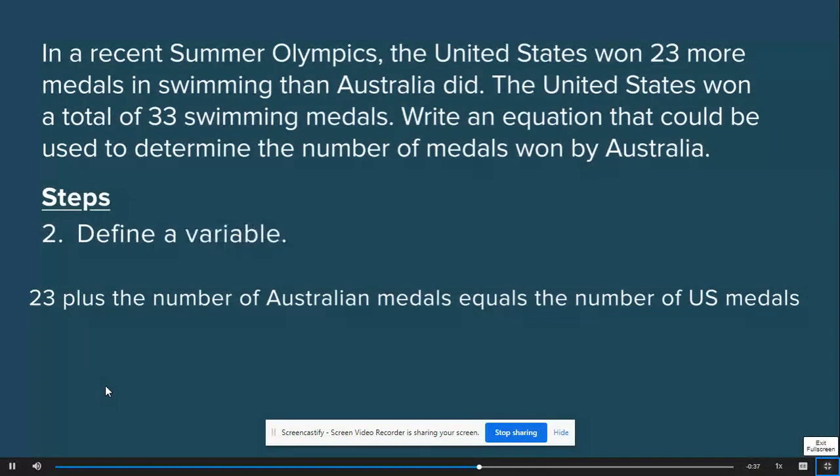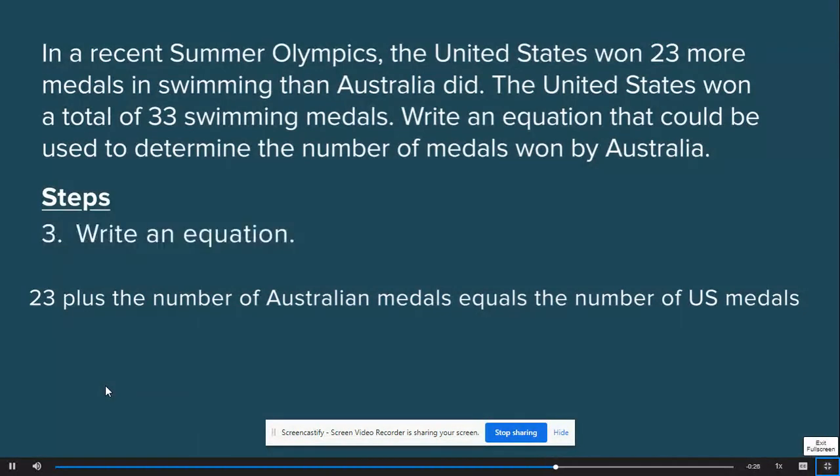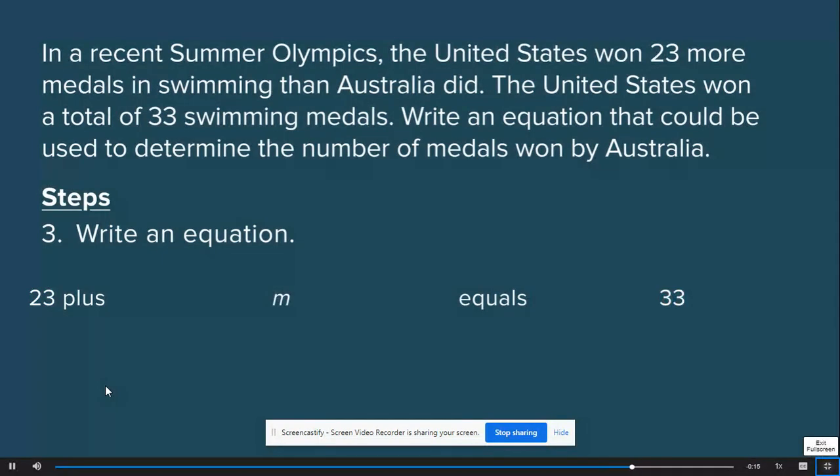Now define a variable to represent the unknown number. Let the variable m represent the number of medals won by Australia. Finally, use the word model to write an equation. The United States won 23 more medals than Australia did. The number of medals Australia won is represented by the variable m. The total number of US medals is 33. So, an equation that models the situation is 23 plus m equals 33.